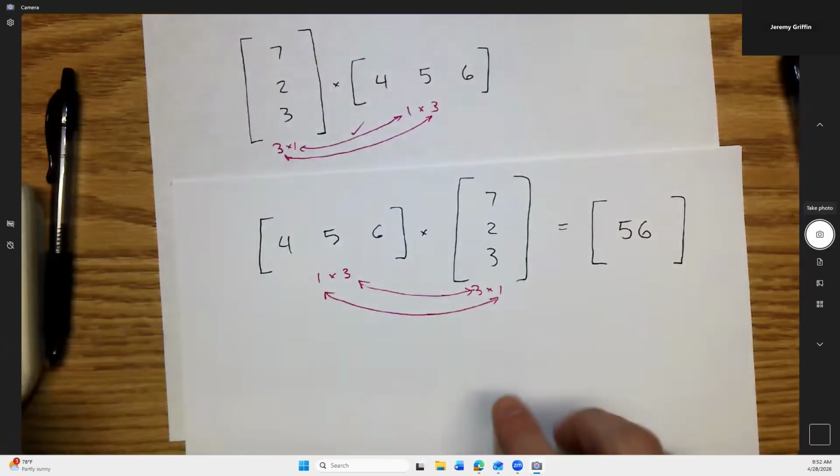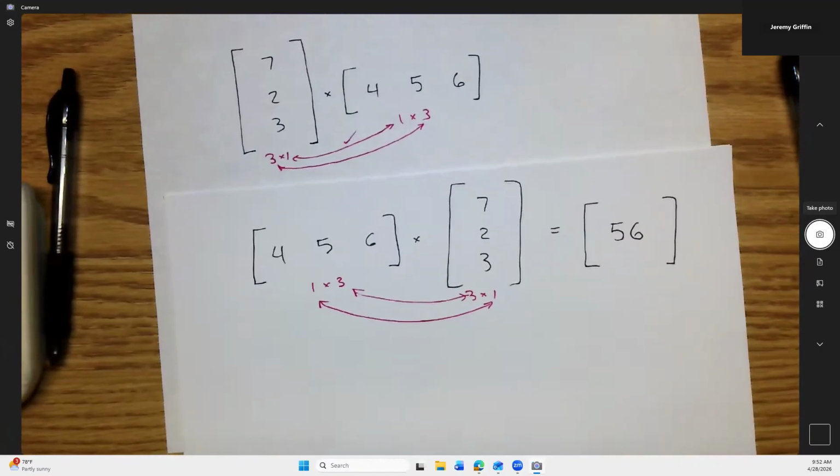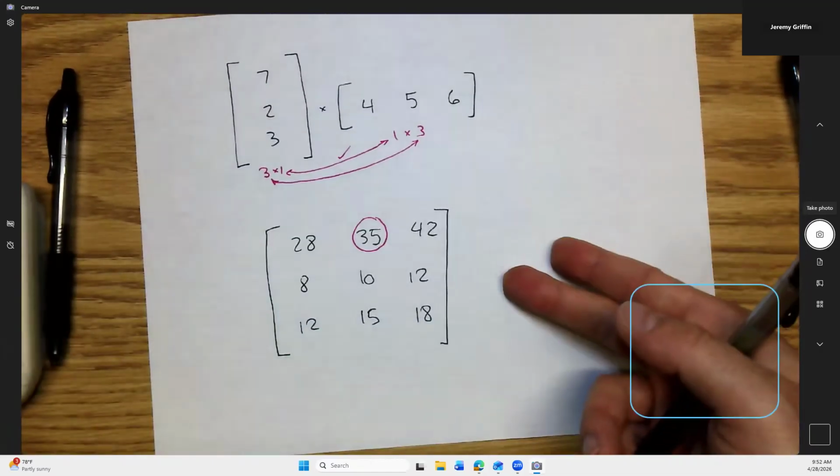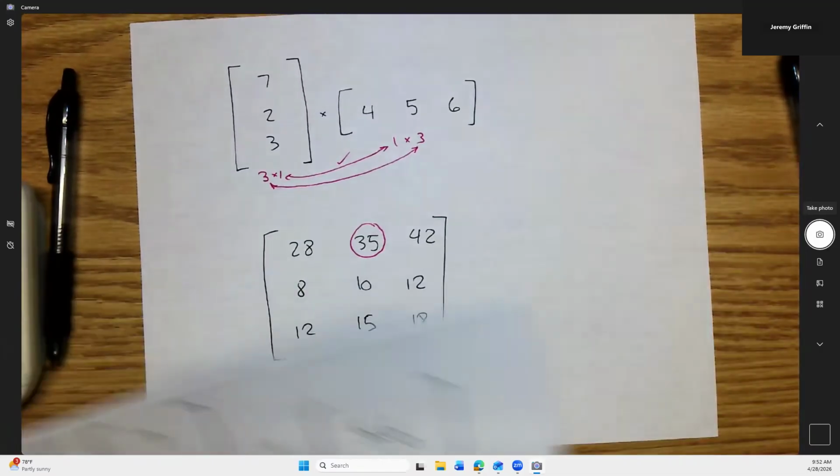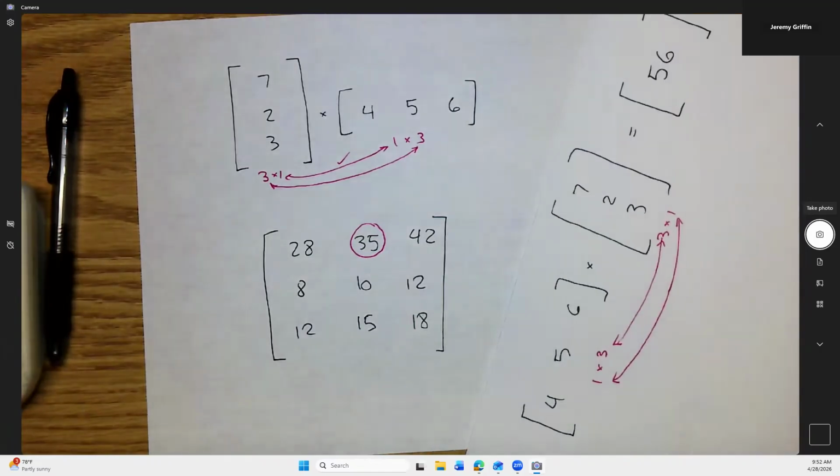So if I asked you to multiply it that way, that would have been the answer. If I asked you to multiply it this way, this would have been the answer with all these elements. Okay. All right, you guys go with multiplying matrices.